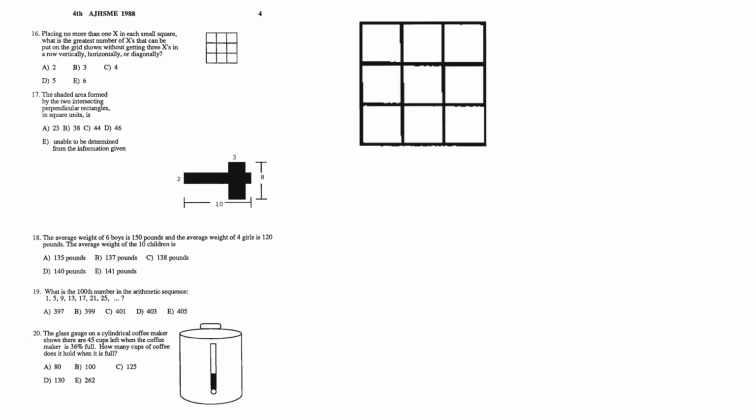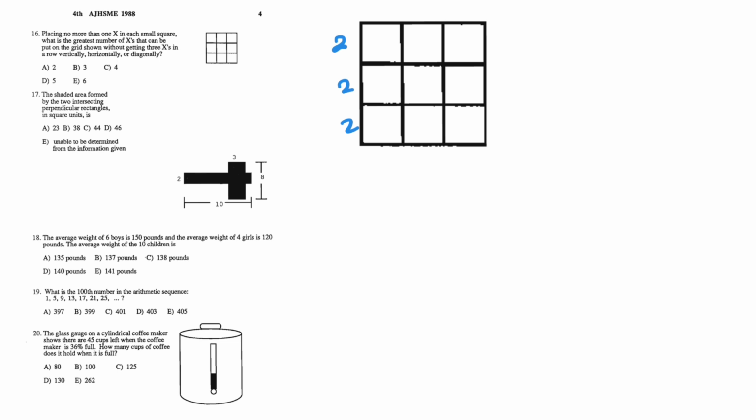Now we have 3 rows and 3 columns. The question asks for no 3 x's in a row vertically, horizontally, or diagonally. That means each row can have a maximum of 2, so the total is 6. Probably our answer is 6. Or if you use each column, that's also 2. But we will count whether we can actually put 6.